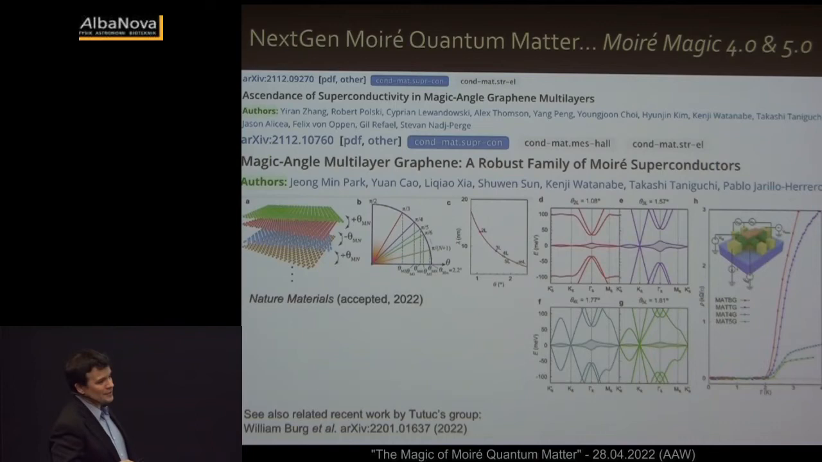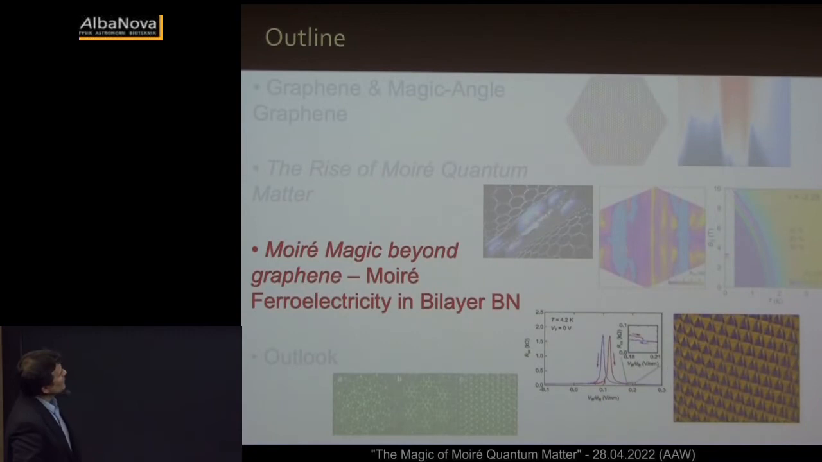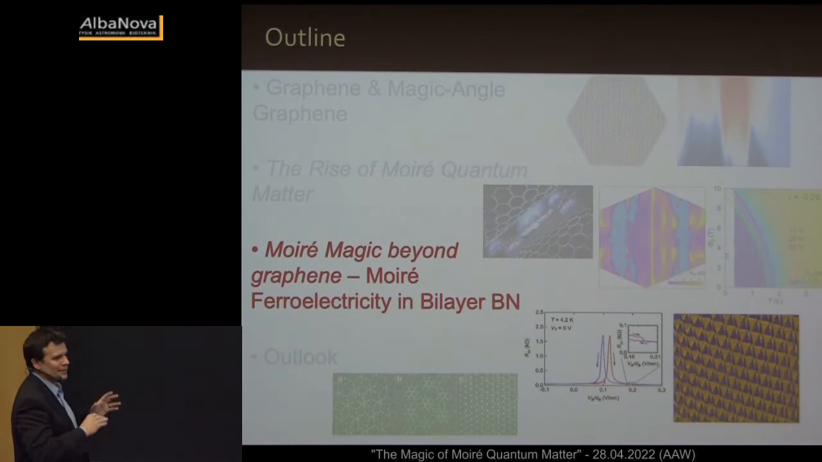Probably the great superconductor for any layer number in the particular geometry that we're taking. As many as we try, they're all superconductors. Now, in the last 15 or 20 minutes, I've been talking about graphene all the time. Let me give you an example that Moiré magic extends to things beyond graphene. In particular, I'm going to tell you about bilayer boron nitride.